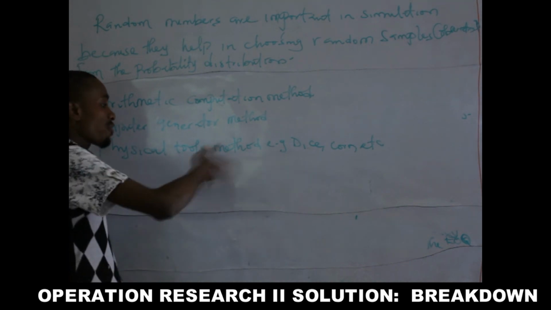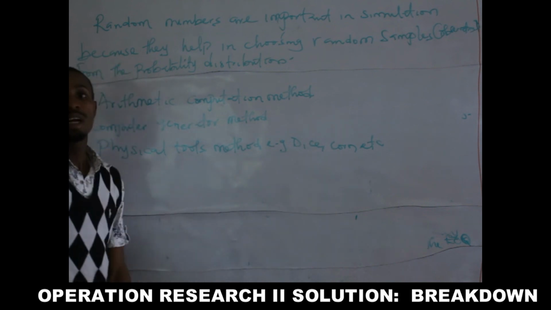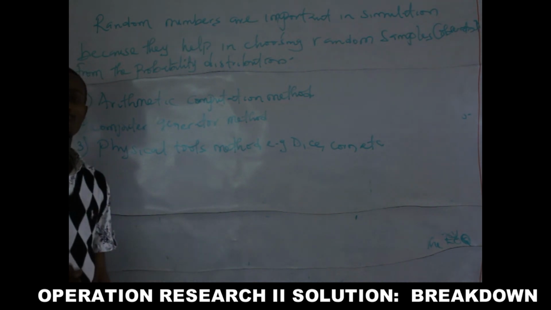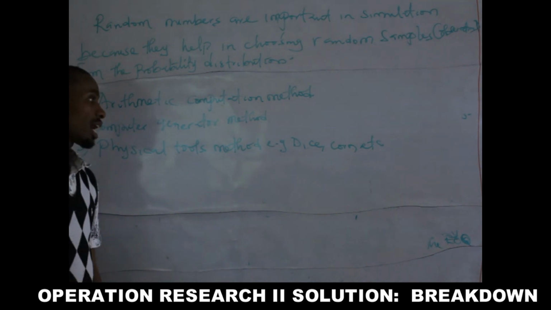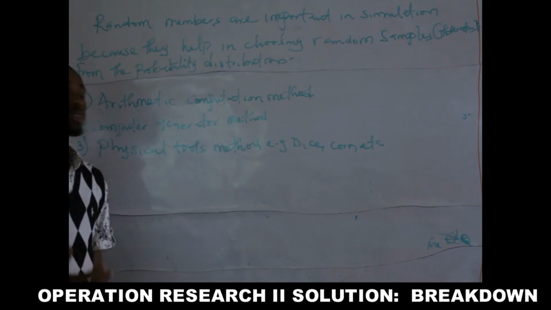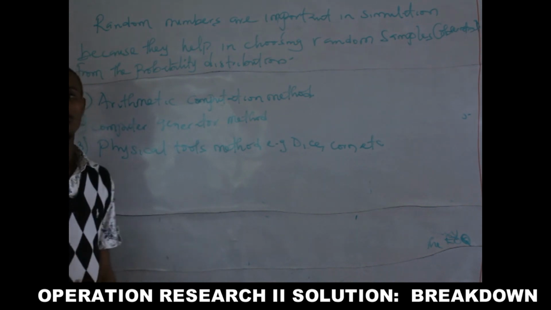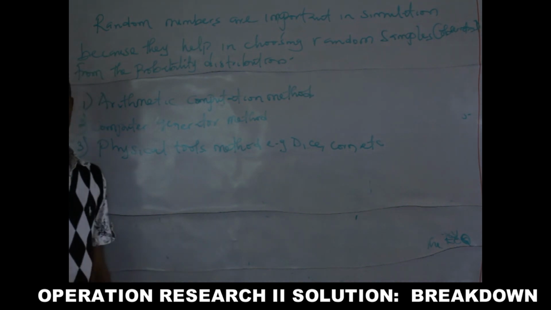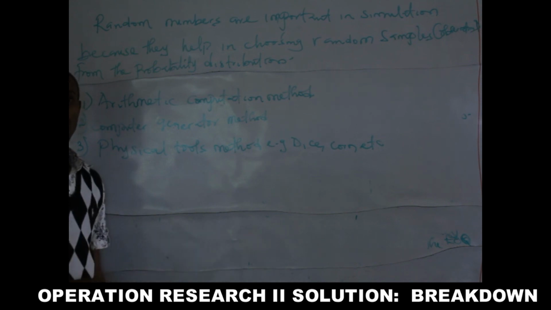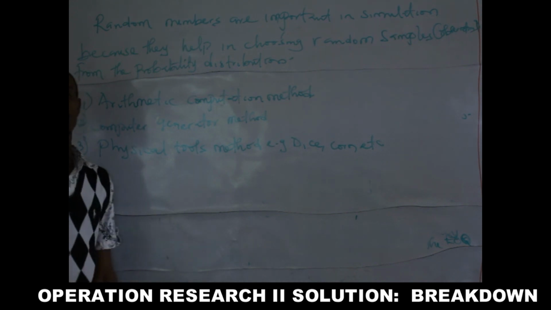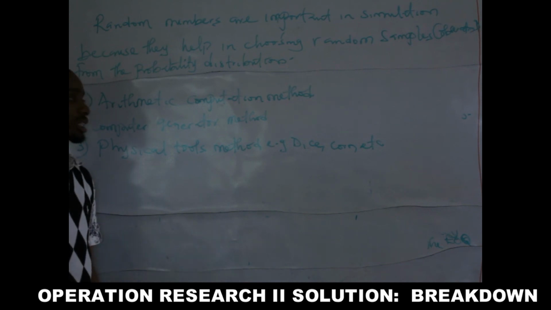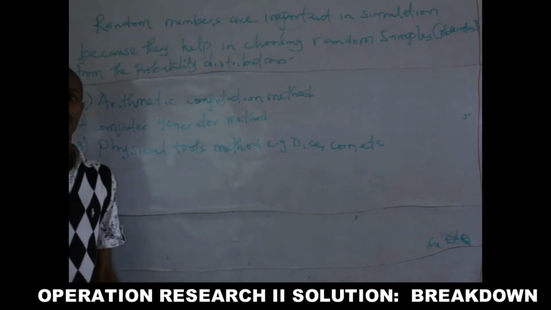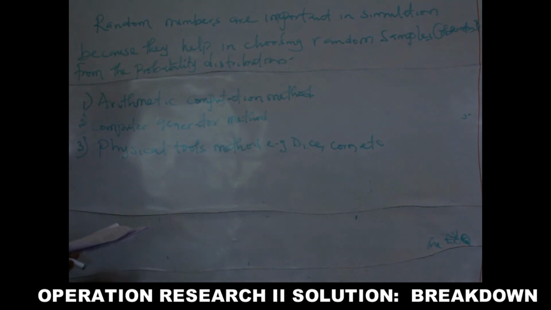Another physical tools method is using a coin. Flipping a coin has 2 outcomes. When you flip the coin, it gives you either head or tail. In simulation, we can be given a coin and asked to flip it to generate random numbers. By the time we flip that coin, we are going to get either a head or a tail, so you can have head, tail, head and tail, and so on.